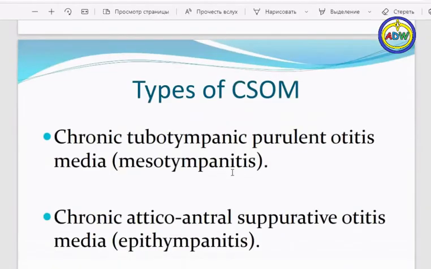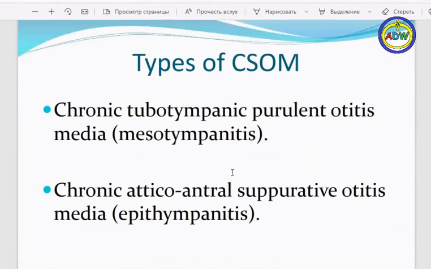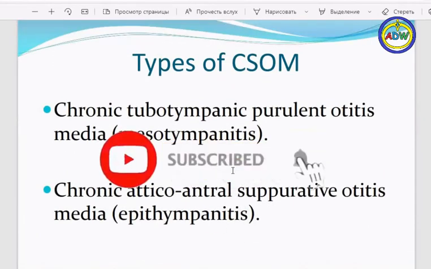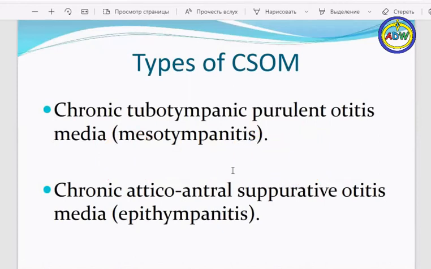Okay. Next. There are also 2 types of chronic suppurative otitis media: tubotympanic purulent otitis media. Tubotympanic, as the name says, means mostly the anterior inferior part of the middle ear, the auditory tube and the tympanic cavity, mostly the mesotympanum is affected, and we can call it mesotympanitis.